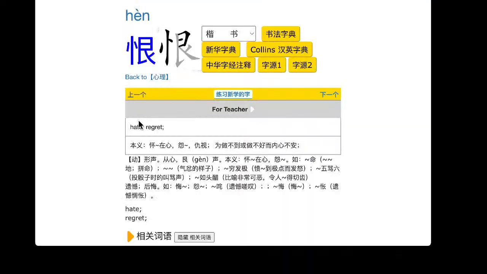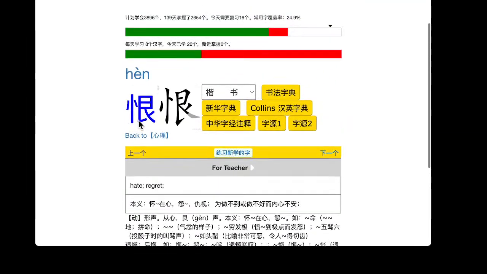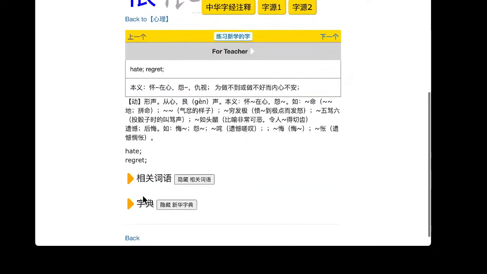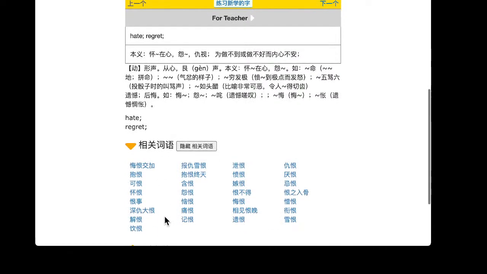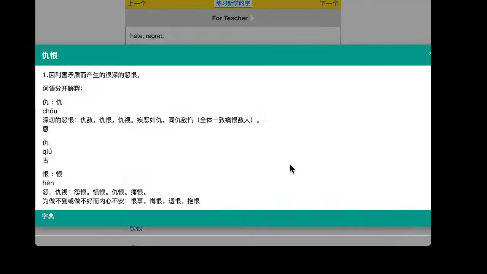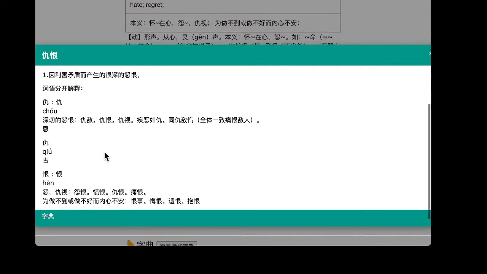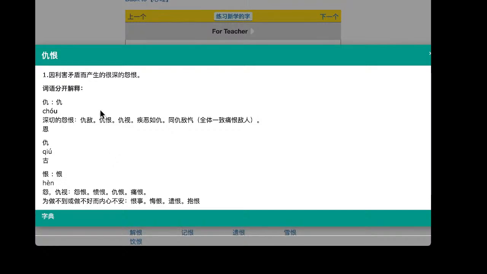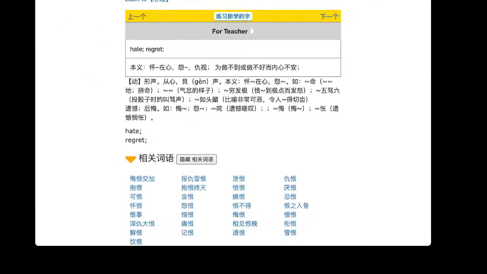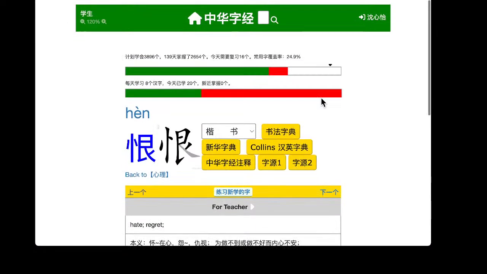Now 仇恨 right here. 仇恨 is a two-character word. Basically, it's hate. Next one.